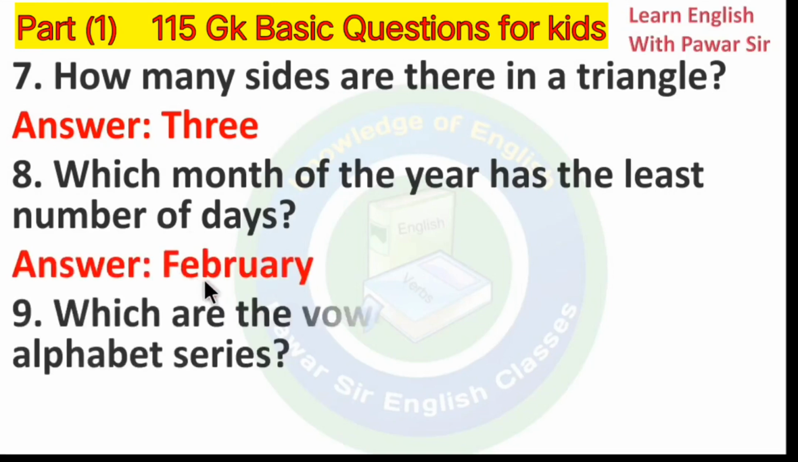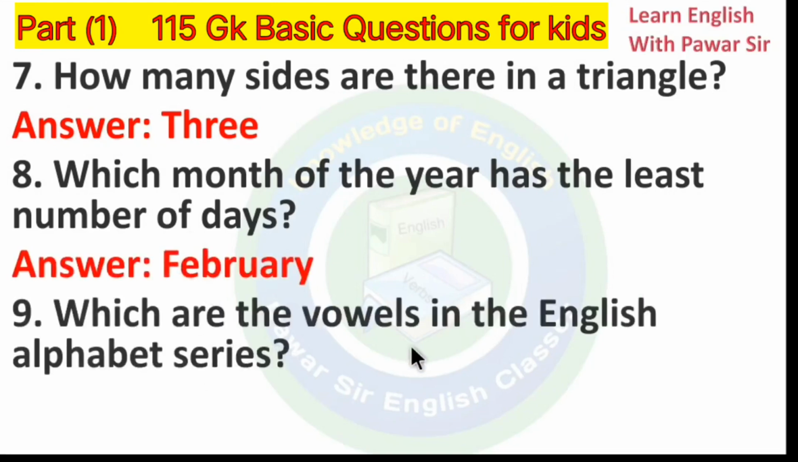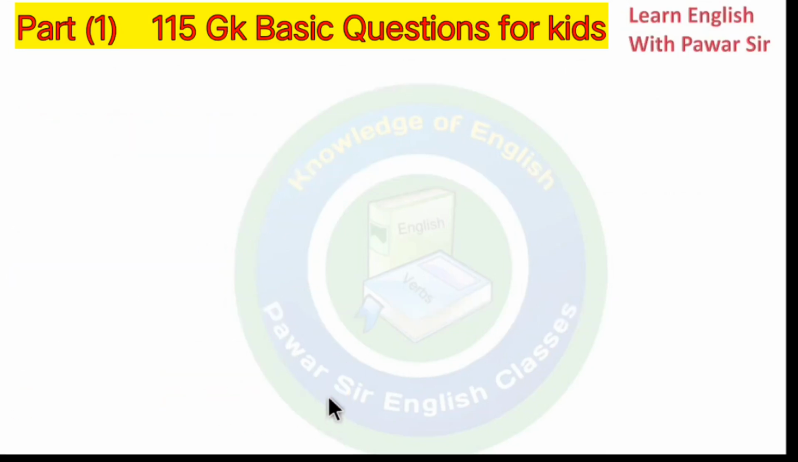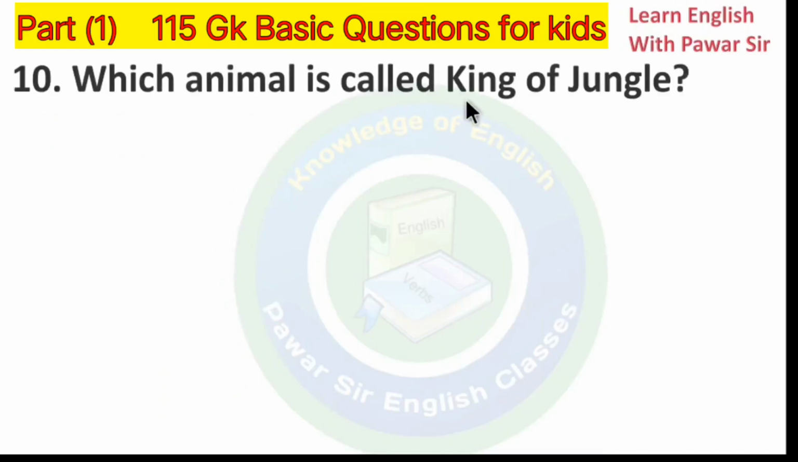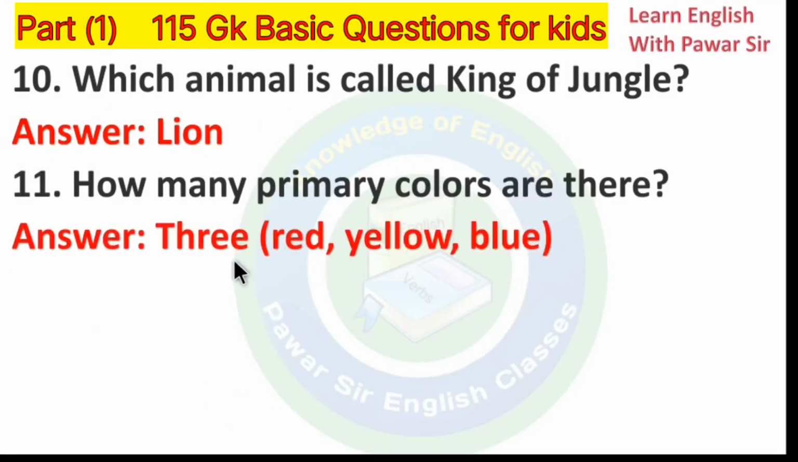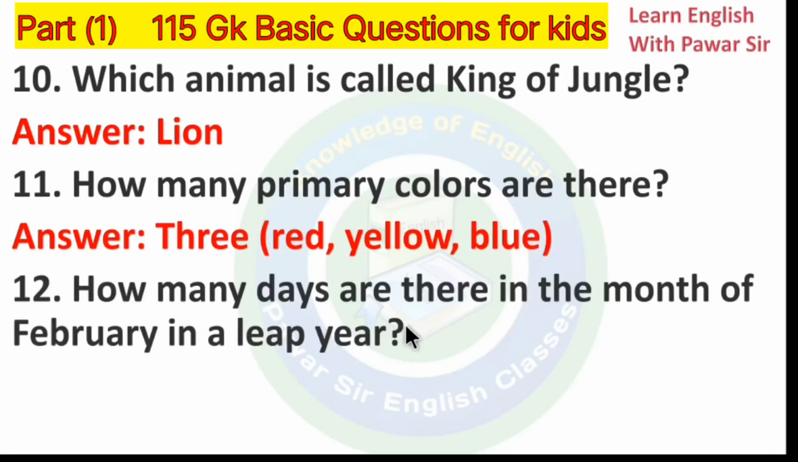Which month of the year has the least number of days? Answer: February. Which are the vowels in the English alphabet series? A, E, I, O, U. Which animal is called the king of the jungle? Lion. How many primary colors are there? 3. Red, yellow, blue. How many days are there in the month of February in a leap year? 29 days.